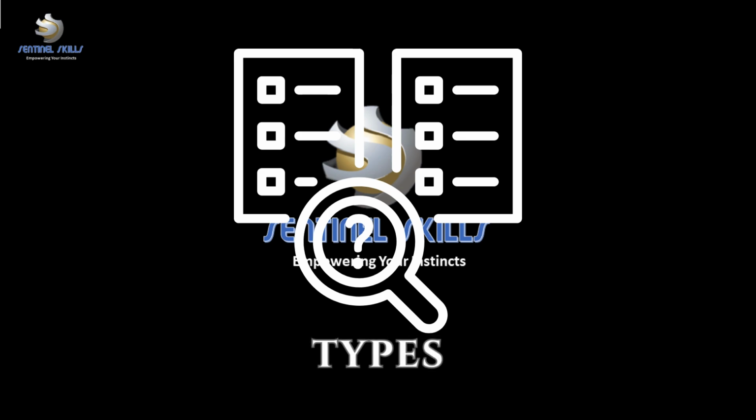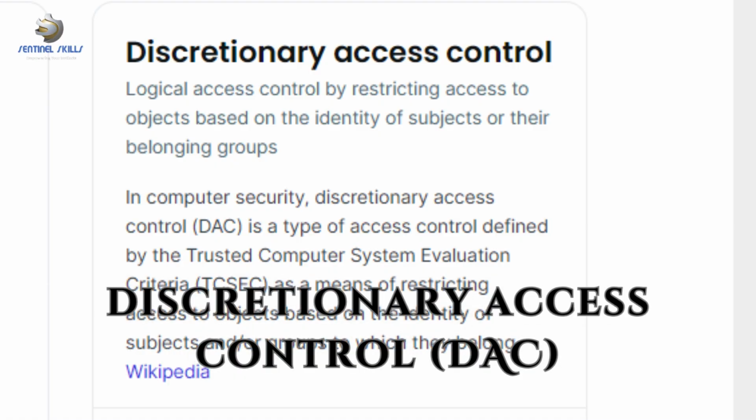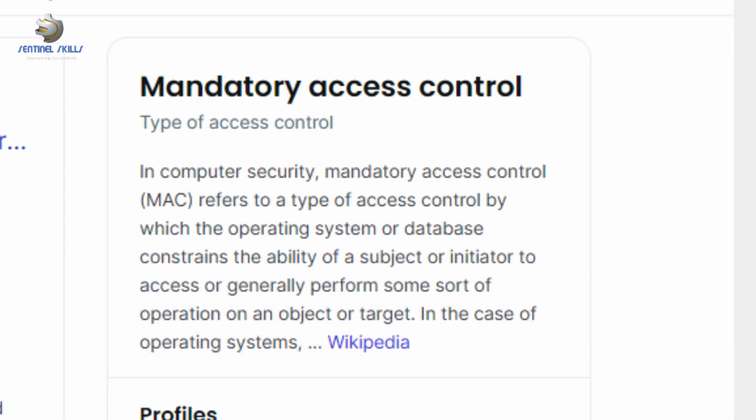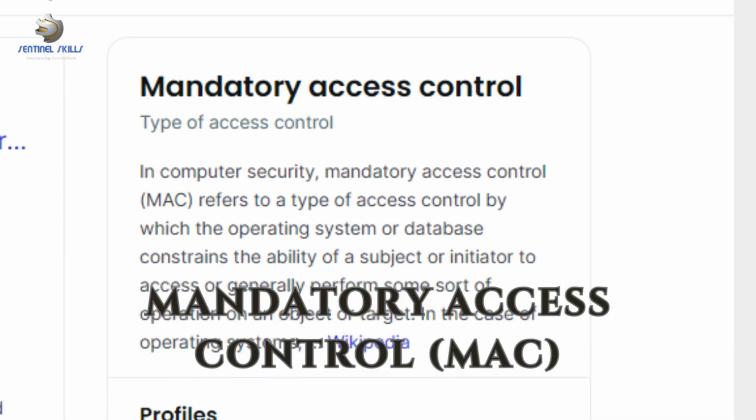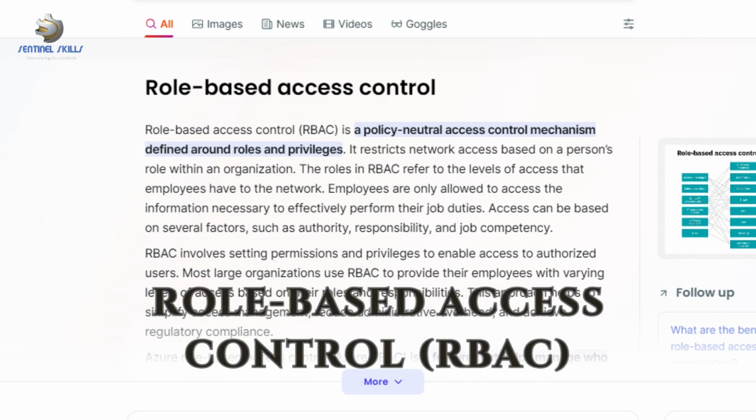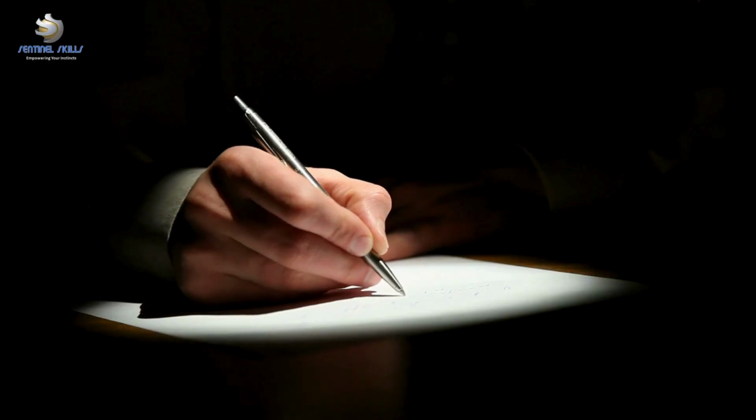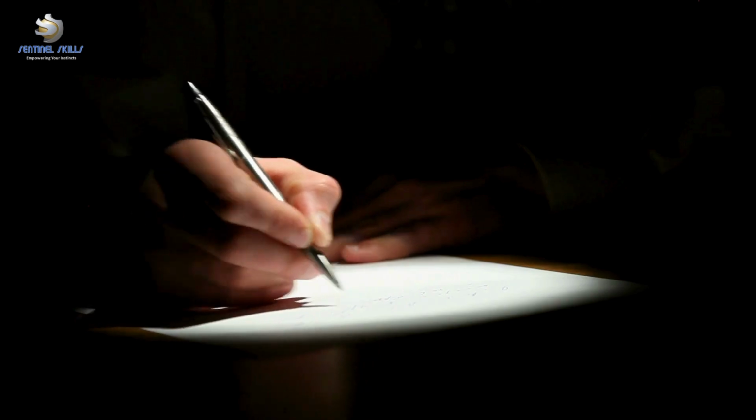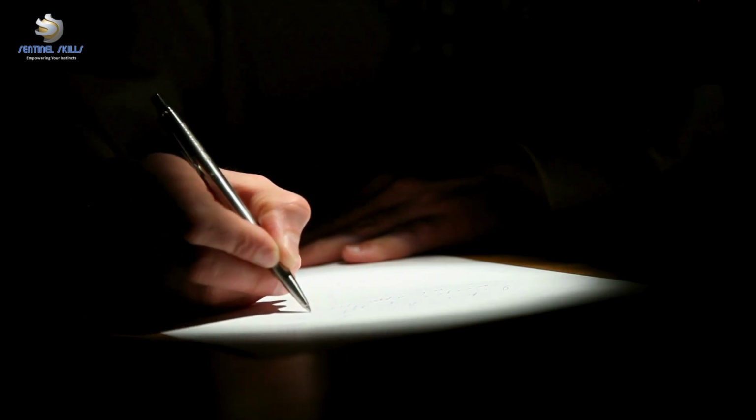There are several types of access control models that can be used to enforce your policy. Discretionary access control, or DAC, gives the owner of the information or resource the power to decide who can access it. Mandatory access control, or MAC, assigns access rights based on the classification of the information and the clearance level of the user. And role-based access control, or RBAC, assigns access rights based on the role of the user within the organization.